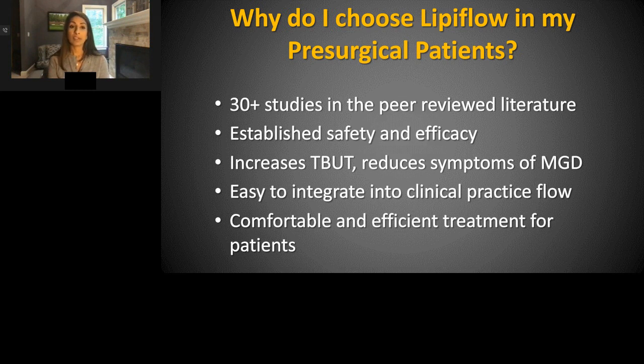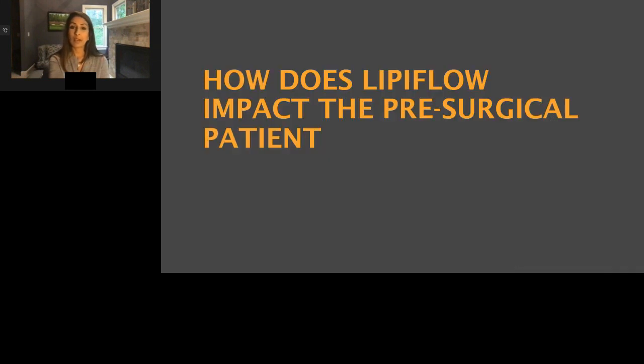But I also love that it's small, it's portable, it's easy to integrate into clinical flow and clinical practice. And patients find it to be a comfortable and efficient treatment for MGD. It's a 12-minute treatment, so patients aren't having to come back to clinic or stay in clinic for a long time. So let's talk about LipiFlow as it relates to the pre-surgical patient.